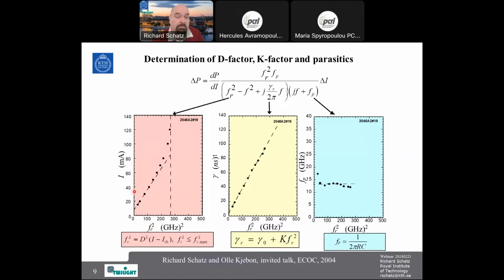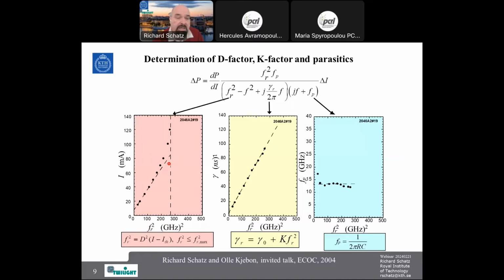And the reason is, if you use the resonance frequency squared as the x-axis, you can better get the linear behavior between the damping factor and also for the parasitic roll-off. So it's better to use the resonance frequency squared than the optical power or current on the x-axis. Then when you have done this, you can extract different parameters. You can extract this D factor, which we talked about, and this D here. That is the slope of this line.